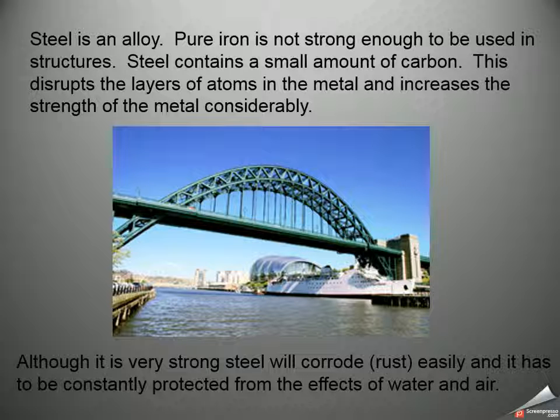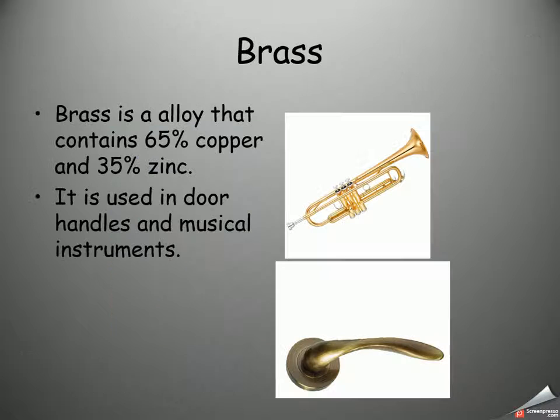Now, other alloys that you've got to be aware of. Brass is an alloy that is made up of copper and zinc. Guys, you have to know this, by the way. You need to know that brass is made up of copper and zinc, and is used in door handles, and it's used in musical instruments. Right there. So that is brass.